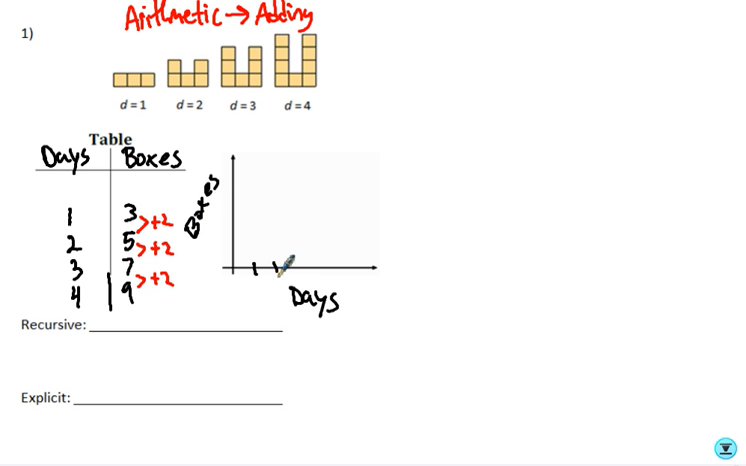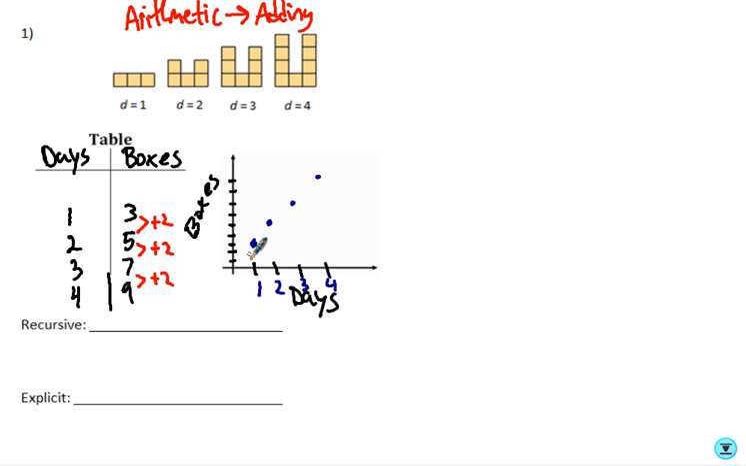So we've got 1, 2, 3, 4 days, and we've got 2, 3, 4, 5, 6, 7, 8, 9. So one day we've got 3 boxes, and 2 days we've got, let's use a different color here. So let's say 1, 2, 3, 4. So 2 days we've got 5 boxes, 3 days we've got 7 boxes, 4 days we've got 9. So we see this what we would call is a linear relationship, right? Because this makes a straight line.